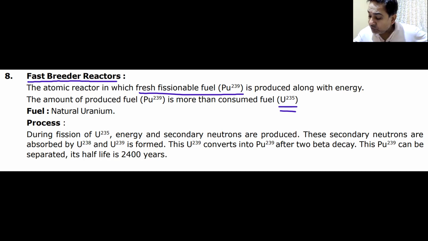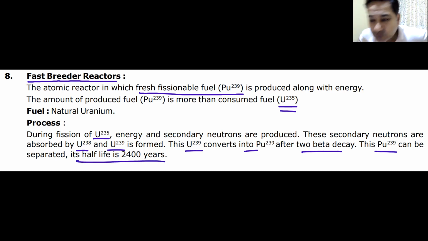How does it produce? U-238 gets converted into 239, and this 239 converts into plutonium-239 after 2 beta decays. This plutonium-239 can be separated, taken out, stored, and saved. Its half-life is 2400 years, so it will stay for a very long time. Do we understand this? Yes, sir. These reactors where plutonium is produced, not naturally available, are known as fast breeder reactors. Yes or no? We understand this.